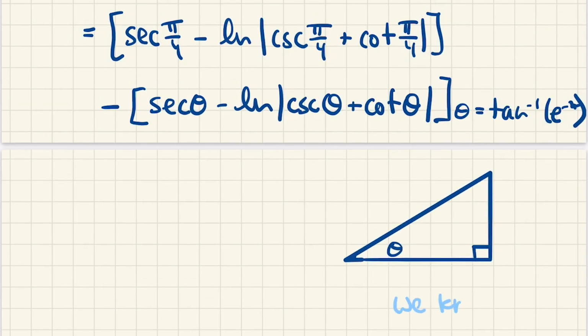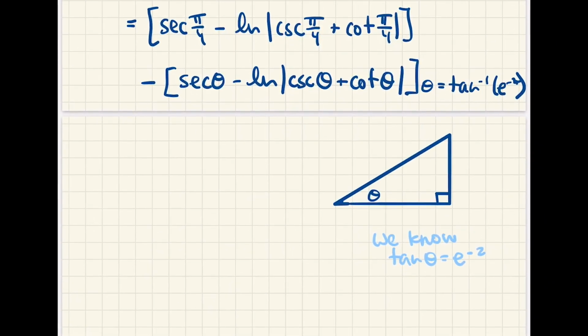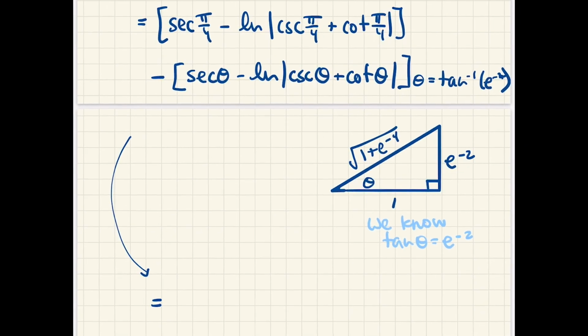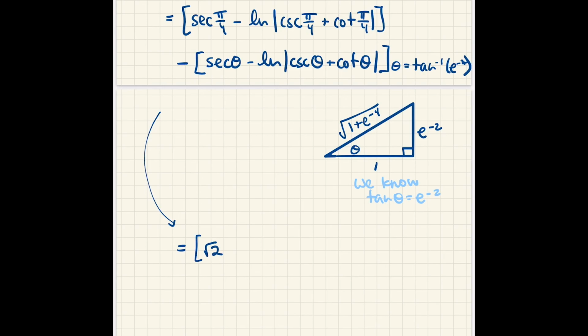So we know tangent of theta is e to the negative 2. So we can label these sides of this triangle, and we'll get 1 plus e to the negative 4 under a radical for our hypotenuse. And now we can read off the triangle, sine, cosine, tangent, whatever. So the next stage of our answer is secant of pi over 4, which is rad 2, minus ln of cosecant of pi over 4, which is also rad 2, plus cotangent of pi over 4, which is 1.